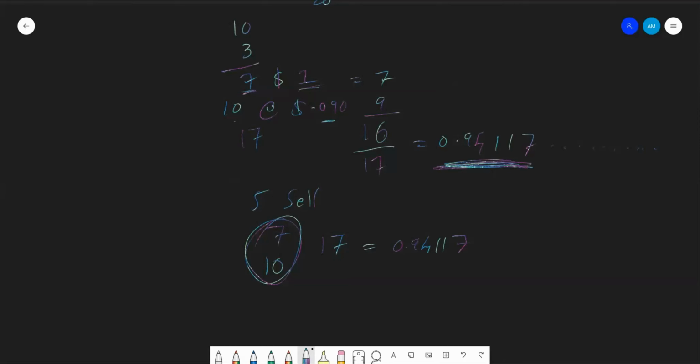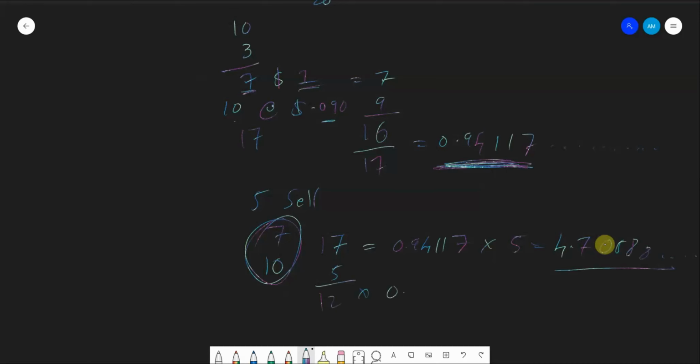Yeah, we would value the 5 we sold on the 0.94, whatever the answer we get there, which is actually 4.7058 something, and that is the cost of the ones we sold. And how much do we have left? So 17 minus 5 is 12.